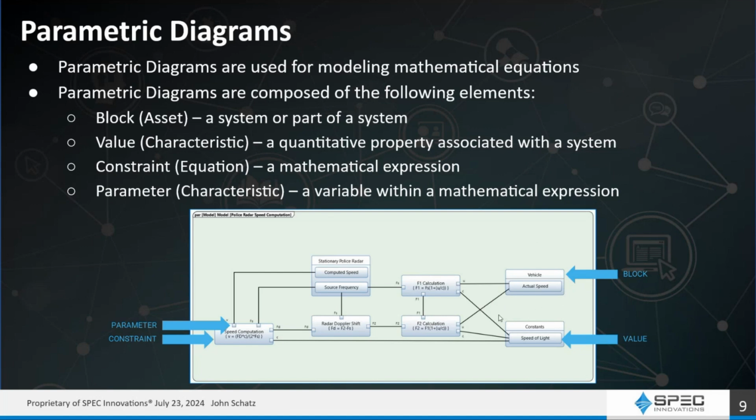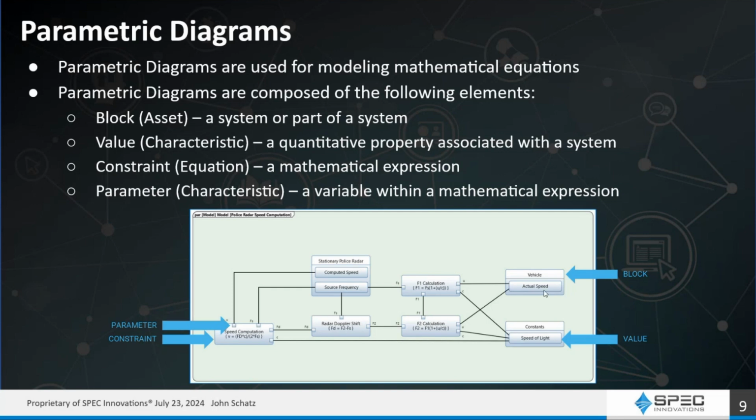And in this case, the one I'm circling here is the vehicle itself, and it's modeled with an asset entity within Innoslate. You don't need to know that to use the diagram, but that's what it's going to put in the system. Then we have values. Values describe a quantitative property of that system. In this case, I've got the actual speed of the vehicle, and those are characteristic entities within Innoslate.